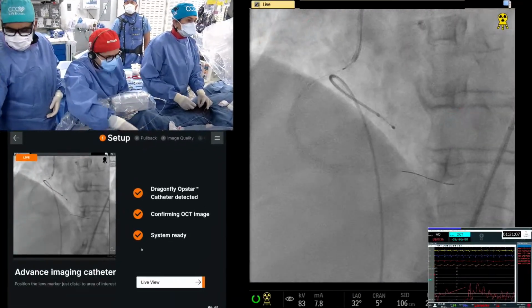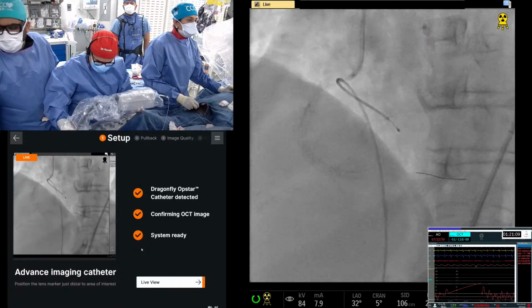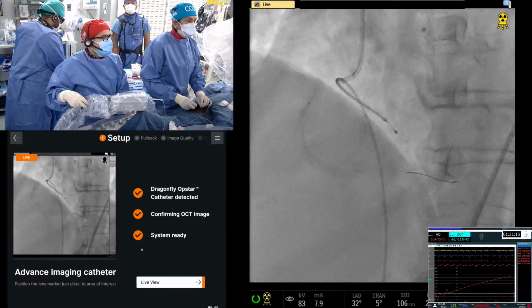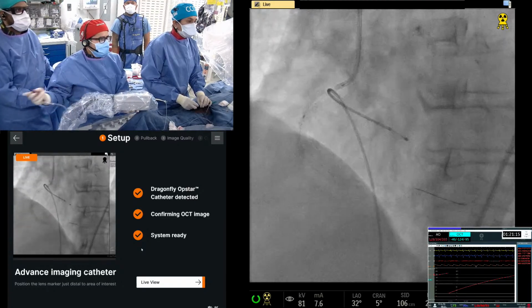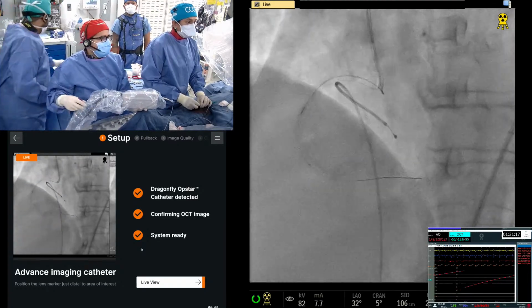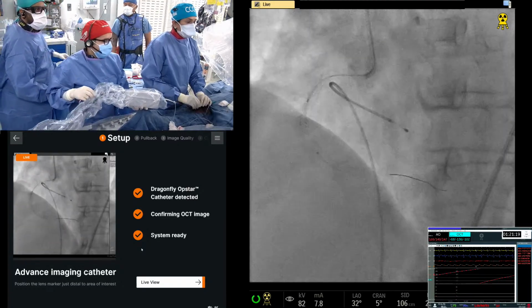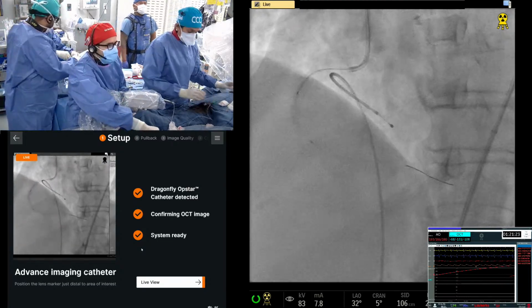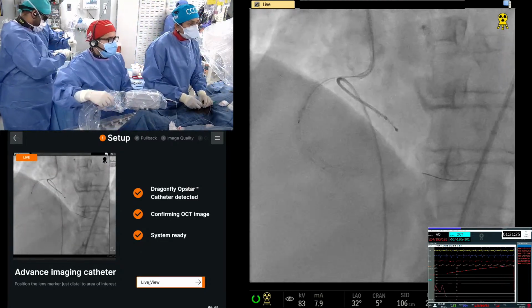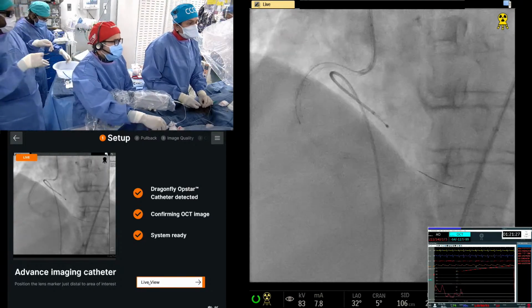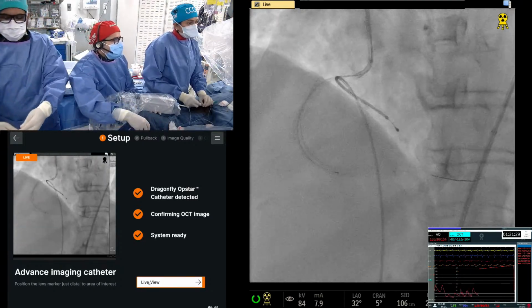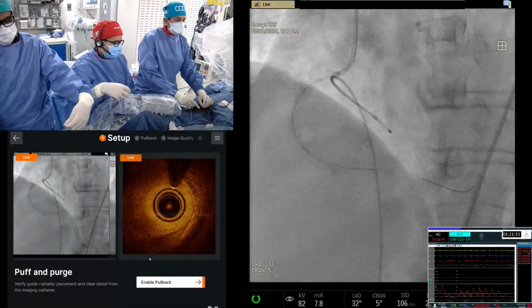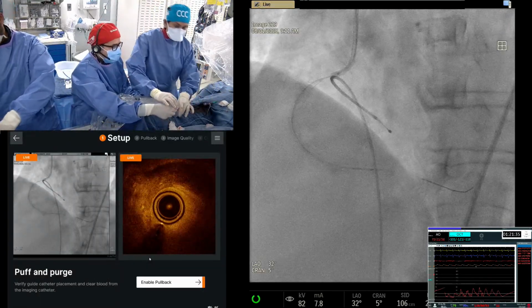All right. Okay. Now I may need a second wire to get the OCT down. Get the Fielder wire. Okay, good. Get the Fielder wire so that we know. Calcium and stent. Yep. Okay, good. Very nice. Now it's native.